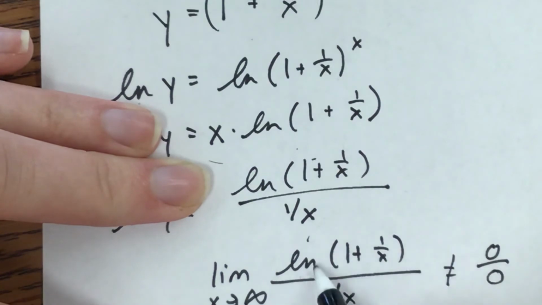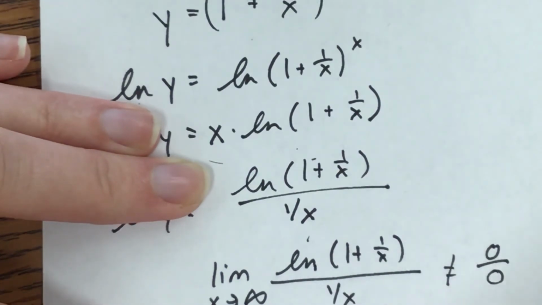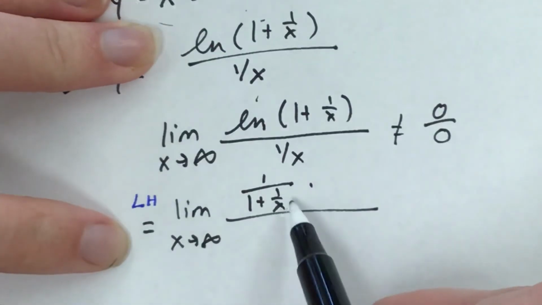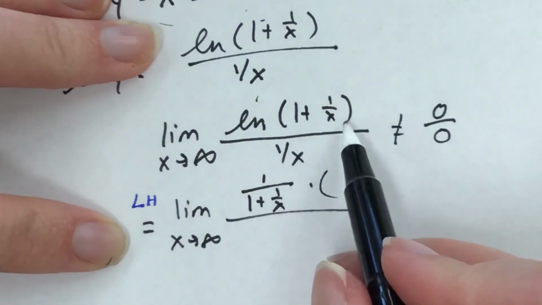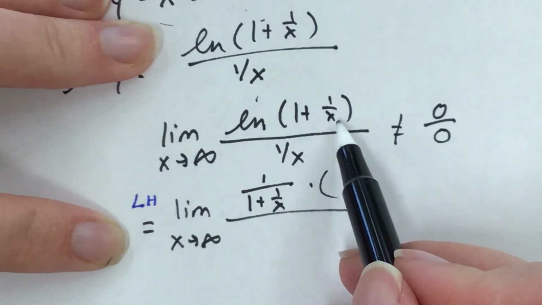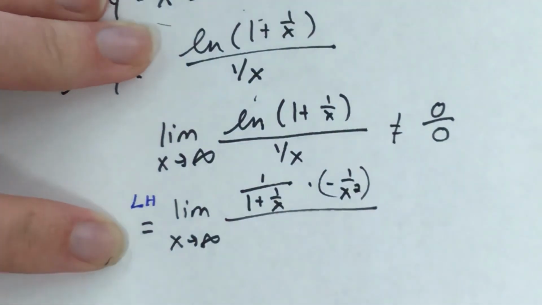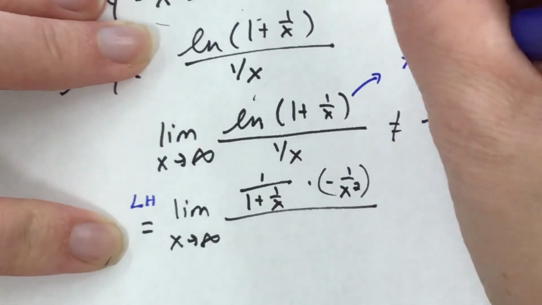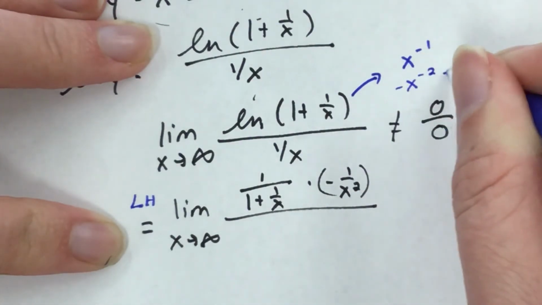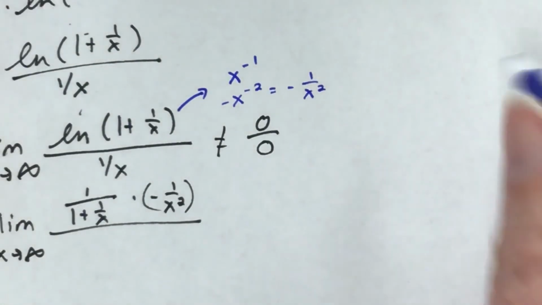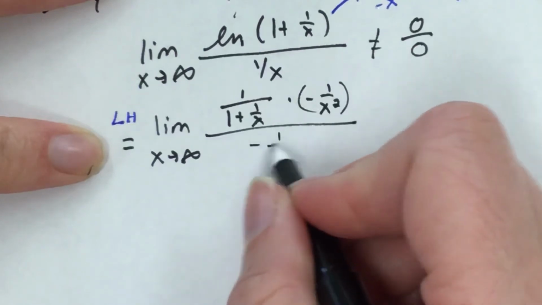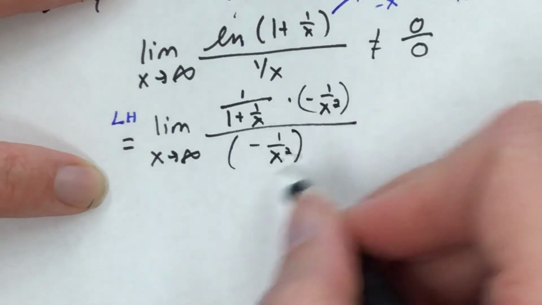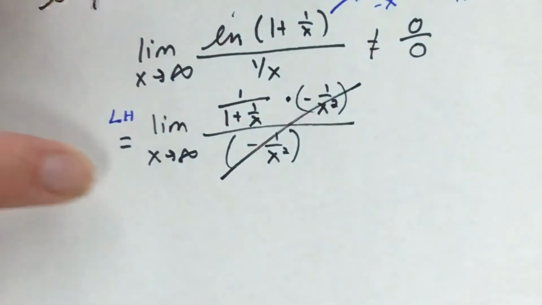Okay, so the top, natural log of u has the derivative of 1 over u times u prime. u is 1 plus 1 over x. So 1 over 1 plus 1 over x times the derivative of 1 plus 1 over x. The derivative of 1 over x is negative 1 over x squared. Reminder, 1 over x is the same thing as x to the negative 1, and its derivative would be negative x to the negative 2, which is negative 1 over x squared. The denominator, 1 over x, its derivative would also be negative 1 over x squared. So you might notice now that this little bit and this little bit are equal to each other. They are both factors, so you can cross them out.